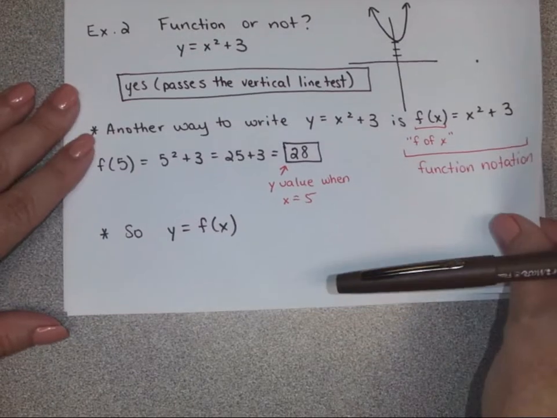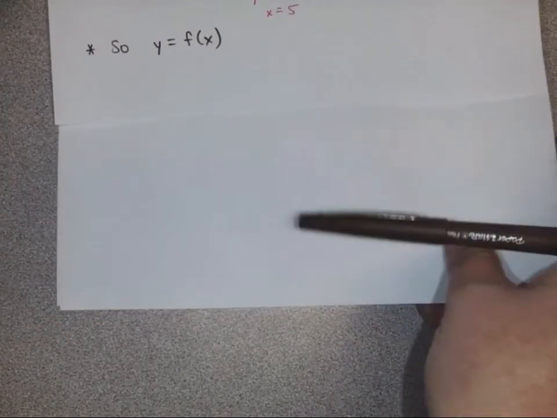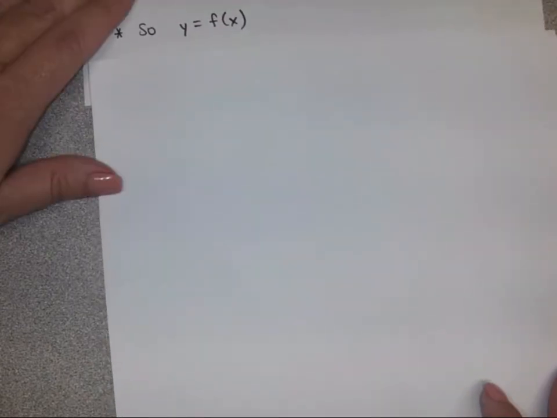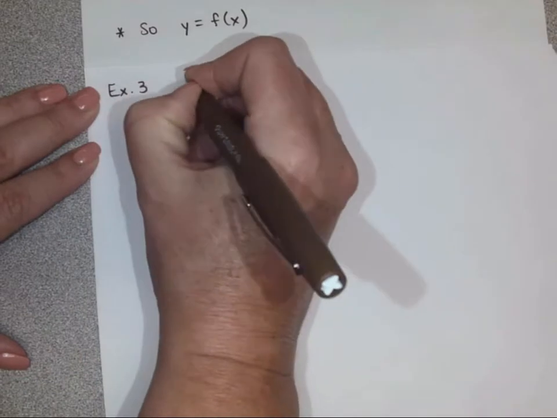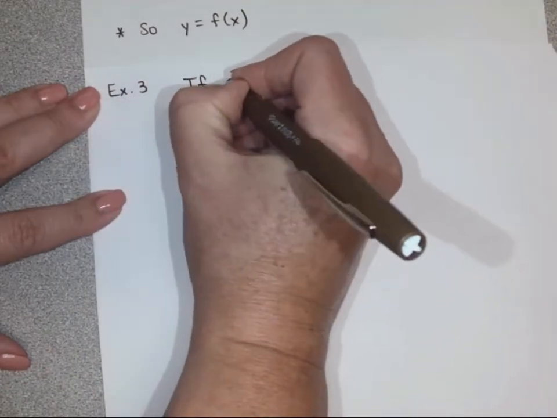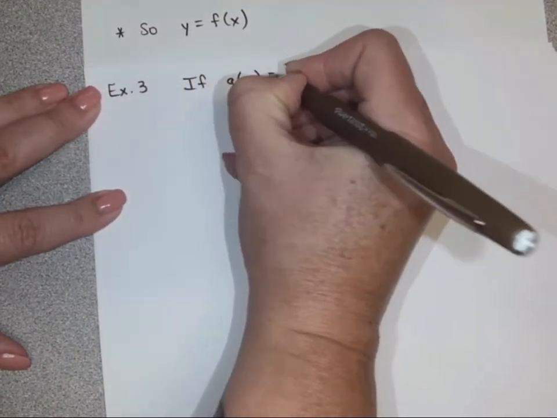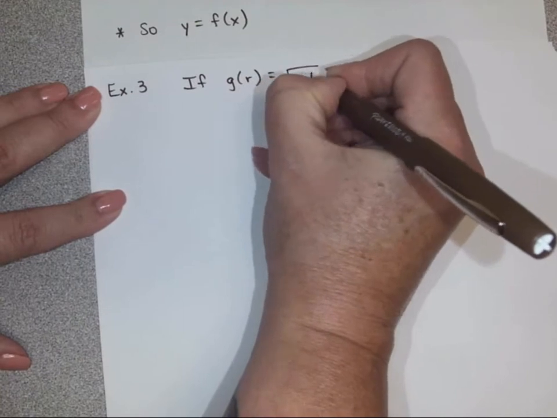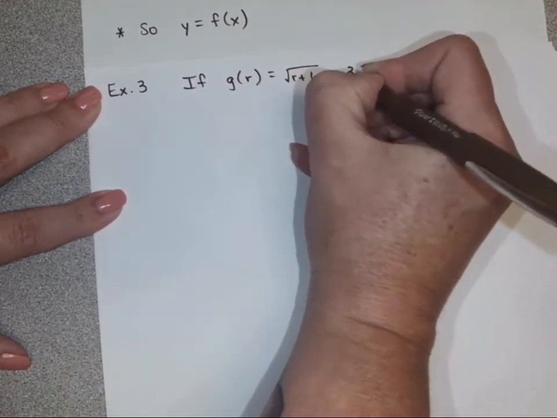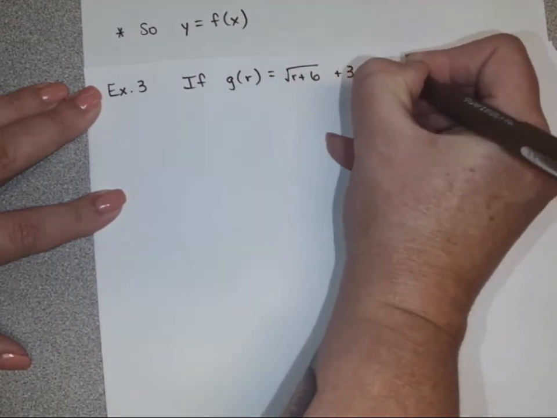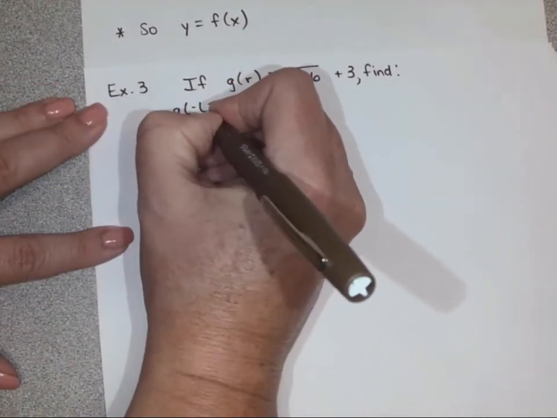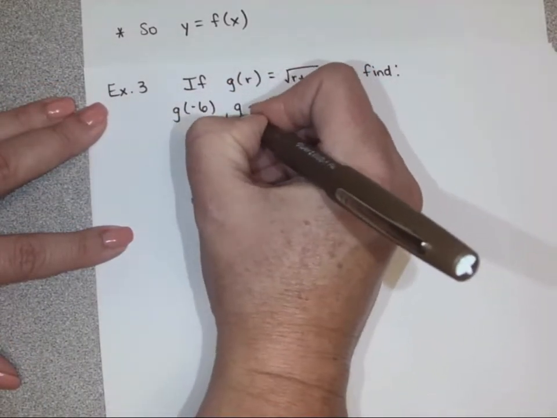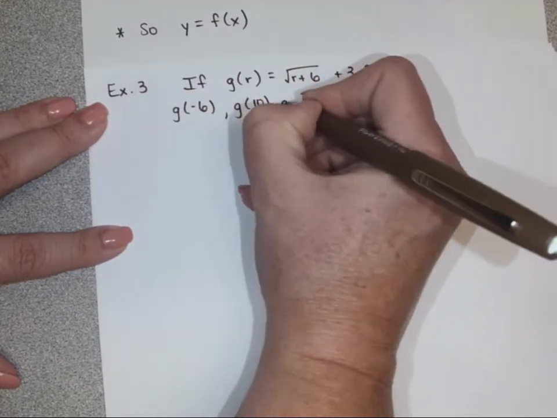Okay, so using that same kind of function notation, let's look at maybe a different function. I want to do plenty of examples of this so that when you get to your homework, you know what to expect. So if this is the function we're working with, I want you to find the following three values.